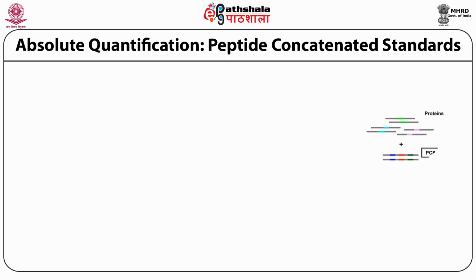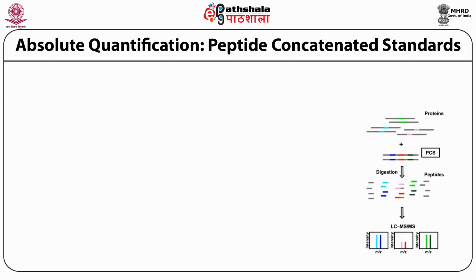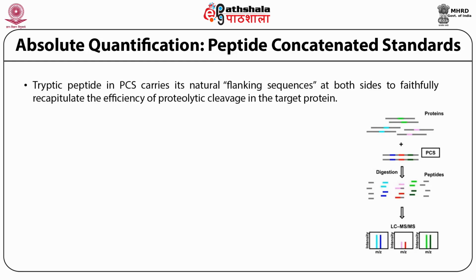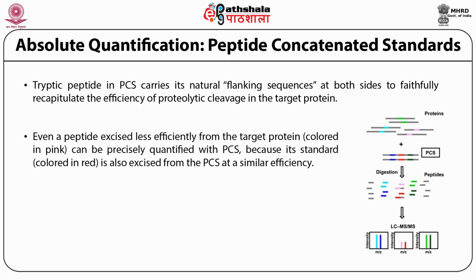Absolute quantification using peptide concatenated standards. In this technique, tryptic peptides in the peptide concatenated standards carry their natural flanking sequences at both sides to faithfully recapitulate the efficiency of proteolytic cleavage in the target protein. Even a peptide excised less efficiently from the target protein, which is colored in pink, can be precisely quantified with the PCS because its standard, which is shown in red, is also excised from the peptide concatenated standards at a similar efficiency.